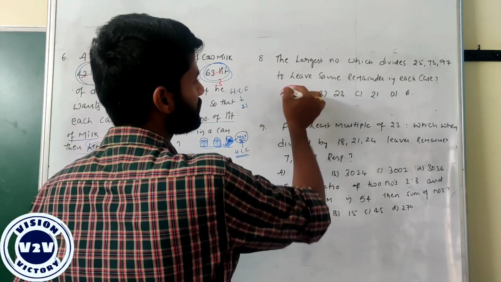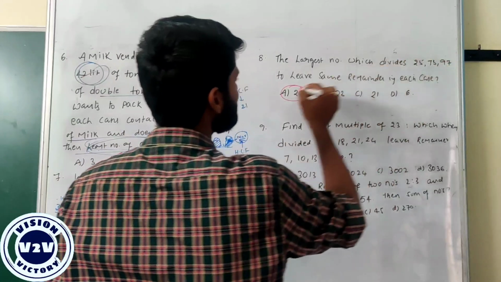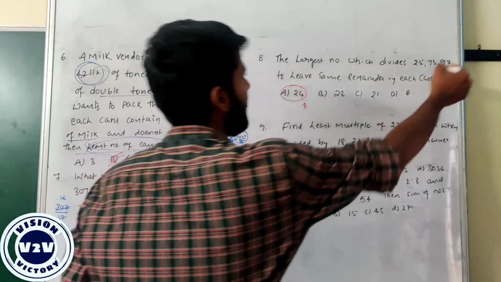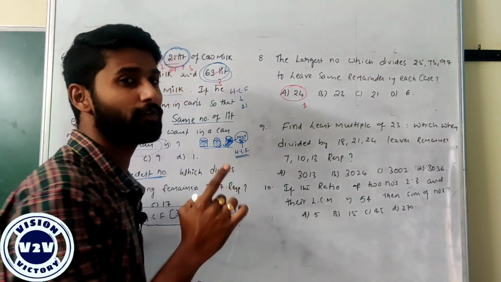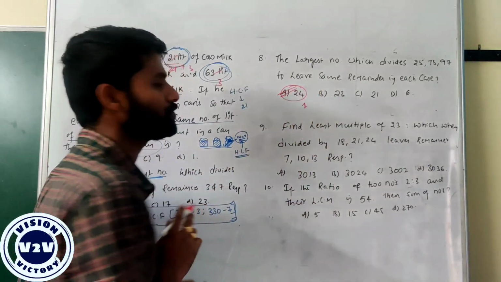If you go with the first option, 25 divided by 24 gives remainder 1. 73 divided by 24: 24 threes are 72, again we get a remainder 1. And 97 divided by 24: 24 fours are 96, again we get remainder 1. So that's why the option is 24.